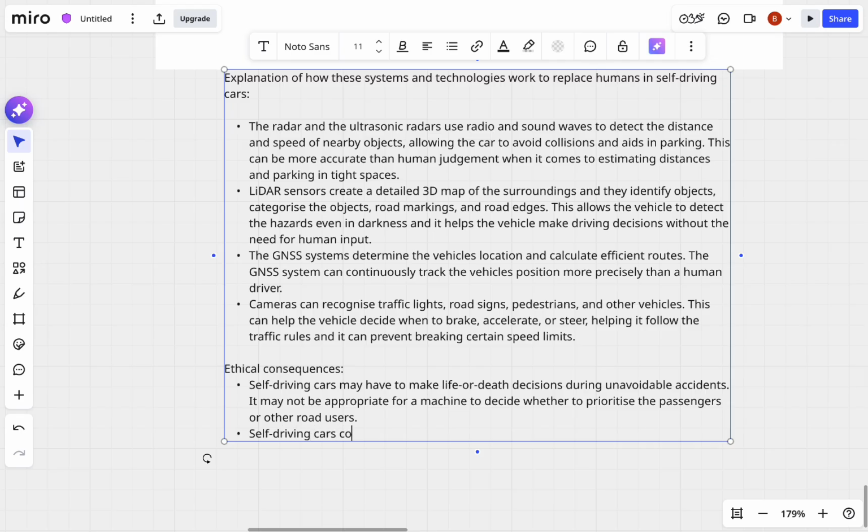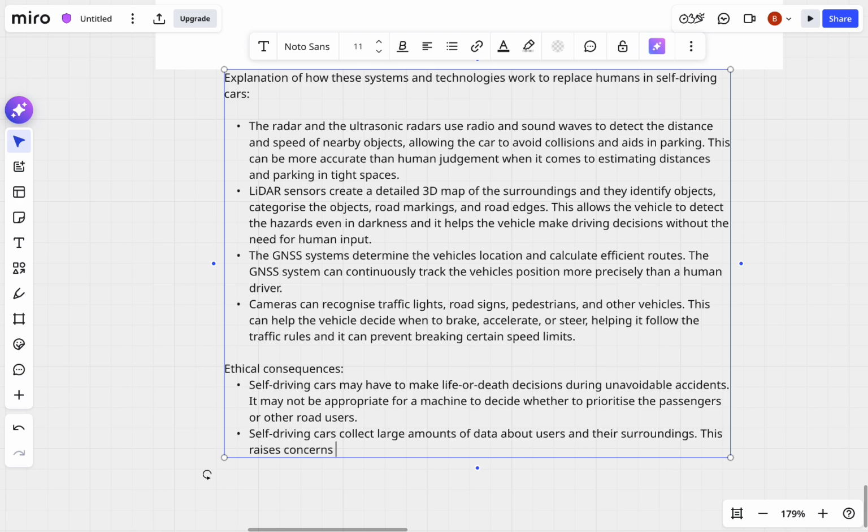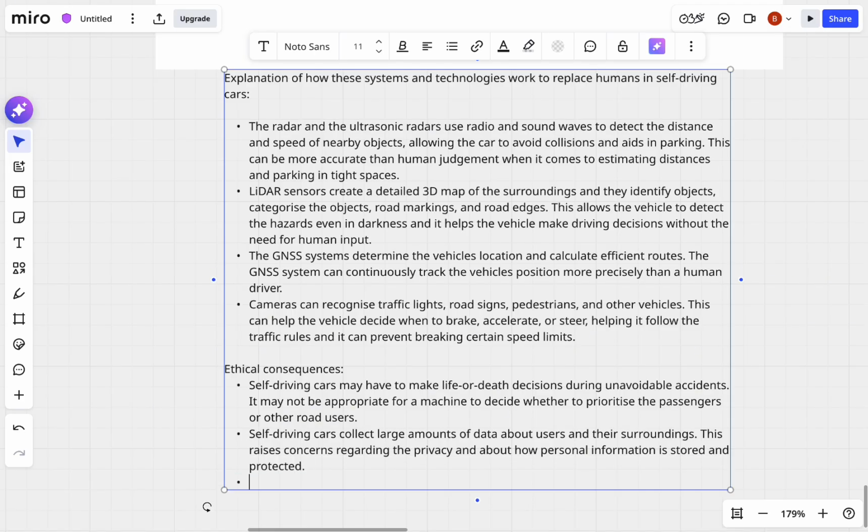Self-driving cars collect large amounts of data about users and their surroundings. This raises concerns regarding privacy and about how personal information is stored and protected. Because if the database is hacked, all of your information might be exposed to hackers, and your privacy might be at risk. So that is one ethical concern.